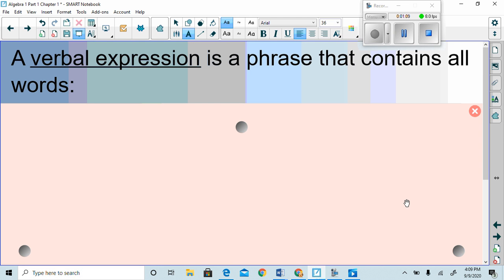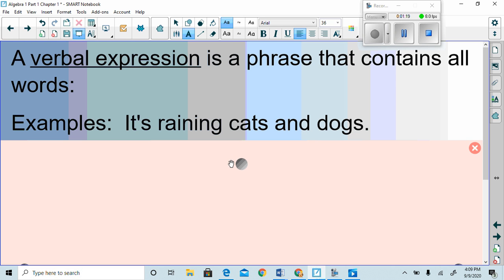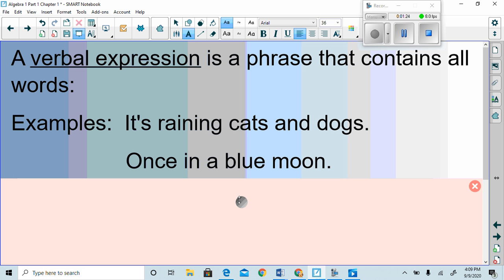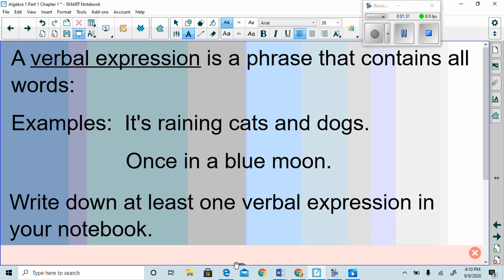So let's start with the verbal expression. It's a phrase that has only words in it. Now I can take it out of the context of math and talk about just some everyday expressions, like the expression, it's raining cats and dogs, or maybe once in a blue moon. And perhaps you can come up with one or two of your own that are words that you hear, phrases that you hear people say, catchphrases, or maybe something that goes along with a product. So if you think of one, jot it down in your notebook and we'll share during our live session.